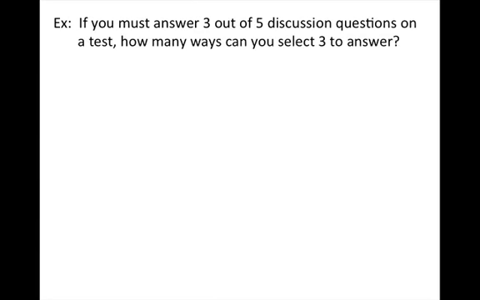Next, if you must answer 3 out of 5 discussion questions on a test, how many ways can you select 3 to answer? I have to decide if order matters or not. If you're taking a test from me and there were 3 discussion questions, I don't know the order you answered those questions in. I don't know if you answered the first one first, the second one second, and the third one third. You could have answered the last question first. So since I don't know the order you answered these in, order does not matter.